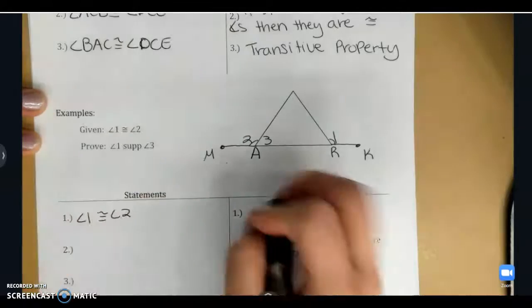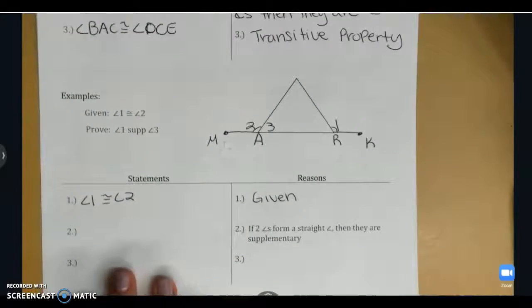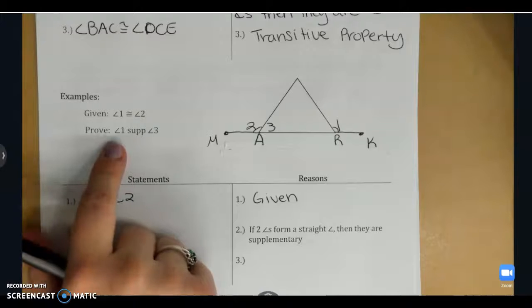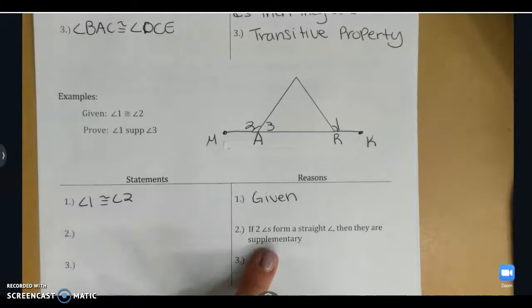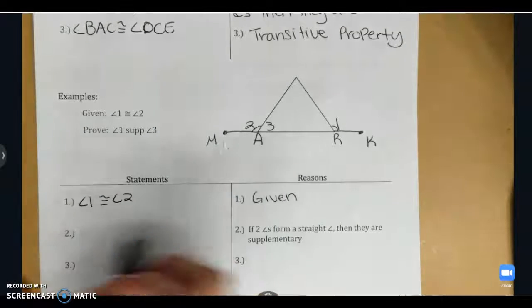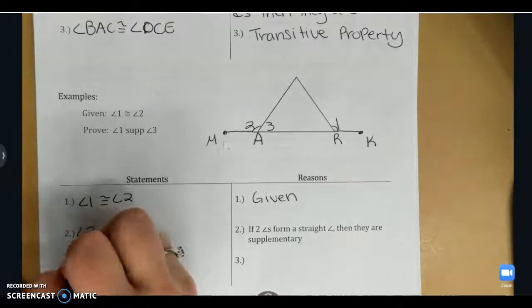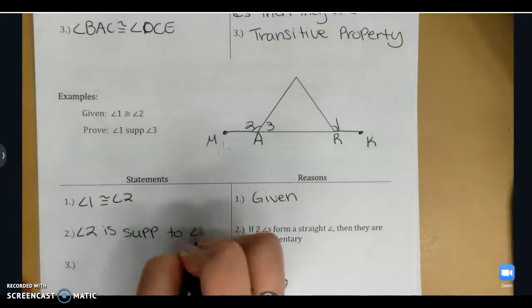So I'm going to go ahead and get that down as my first statement and reason. And now it's told me I'm trying to prove that angle 1 is supplementary to angle 3. So my next reason it gives me is if two angles form a straight angle, then they are supplementary. Now the two angles we have here that are forming a straight angle are angle 2 and angle 3. So that statement would be that angle 2 is supplementary to angle 3.